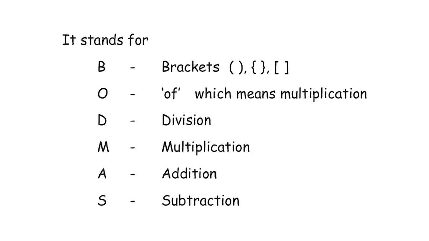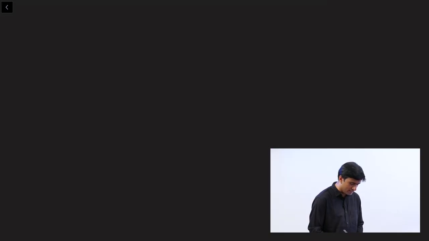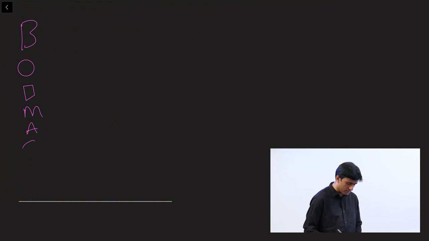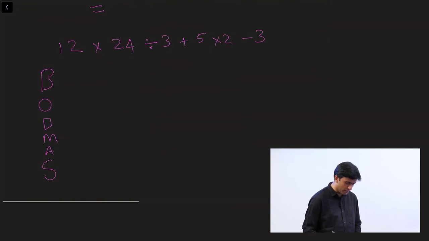Let's try to solve a mathematical expression using this rule. Let's take this expression, 12 into 24 divided by 3 plus 5 into 2 minus 3. As you can see, we have all the basic operators here. We have addition, we have subtraction, we have division and multiplication. Remember BODMAS. So the first thing that we have to look for is D, is division.